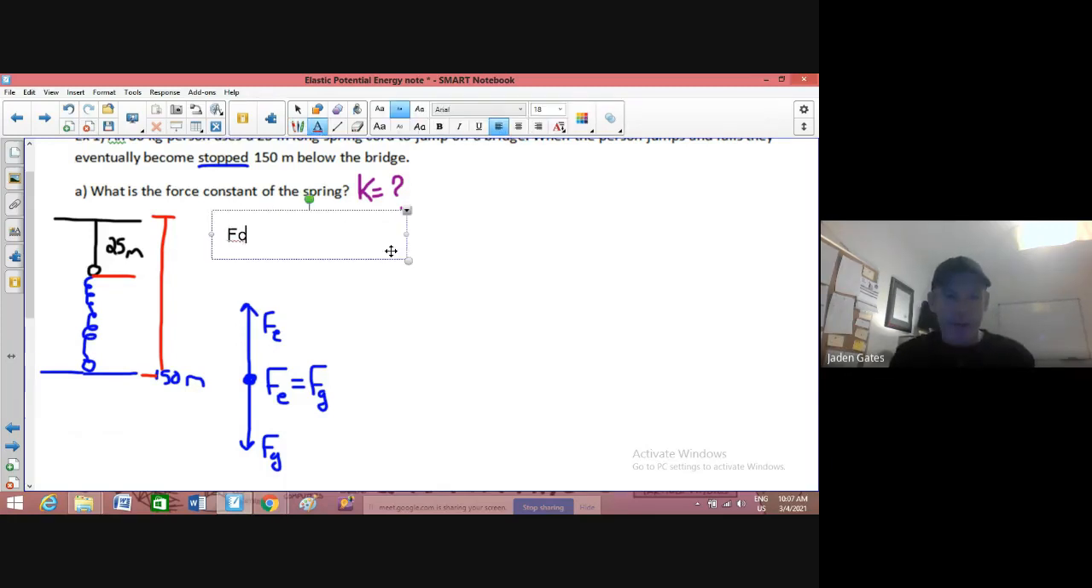And so I can figure out what our force of gravity is because we have the mass of the person. FG, once again, is m times g, which in this case, this person is 80 kilograms. And of course, we're on Earth, so it's 9.8 meters per second squared. Now 80 times 9.8, I get a round number, 784 newtons.